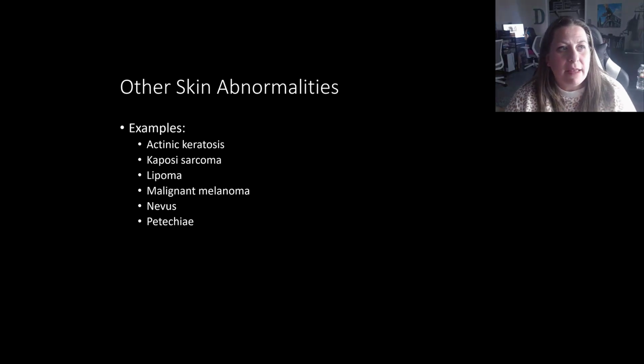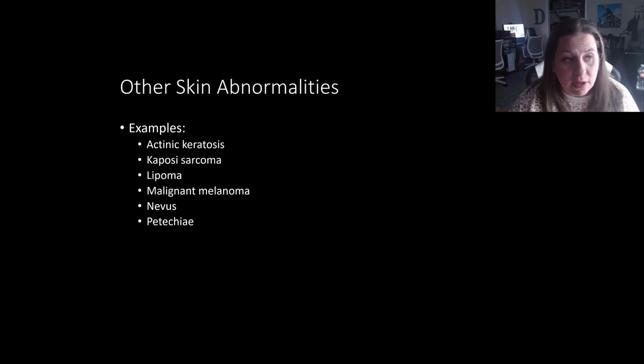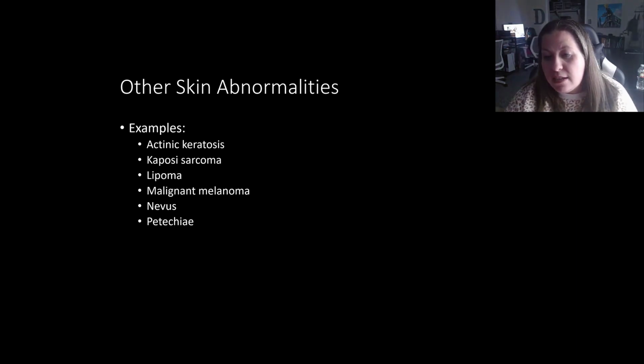All right, so let's talk about some other skin abnormalities that can be referred to here. We have actinic keratosis, and this is a pre-malignant lesion that is common in people with chronically sun-damaged skin. These pre-malignant lesions may progress to skin cancer if the lesions are not removed. And they're usually treated because this type of keratosis can progress to squamous cell carcinoma, which is a type of skin cancer.